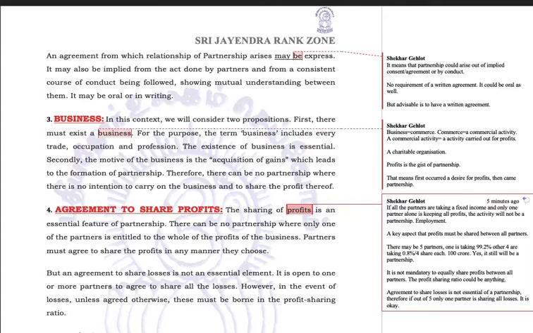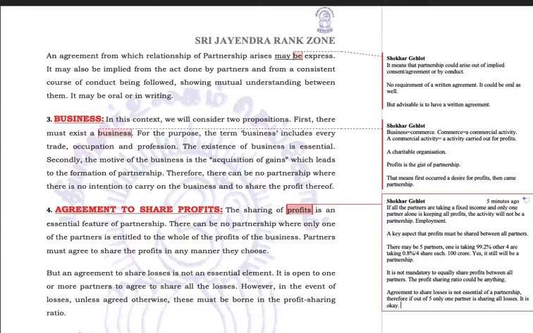Agreement to share loss is not essential to a partnership. Therefore, if out of five, only one partner is sharing all the losses, it is perfectly okay. We do not discuss sharing of losses, we discuss only profits. The activity is being carried out for profit making. There may be some losses during the activity, but the law is least bothered about the losses. What the law is concerned about is sharing of profits alone.